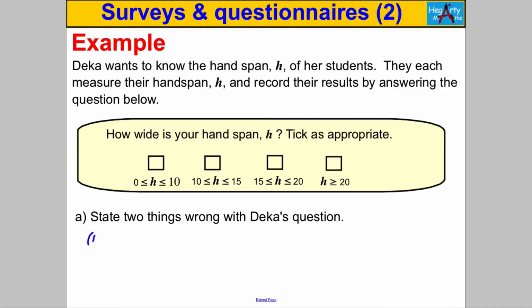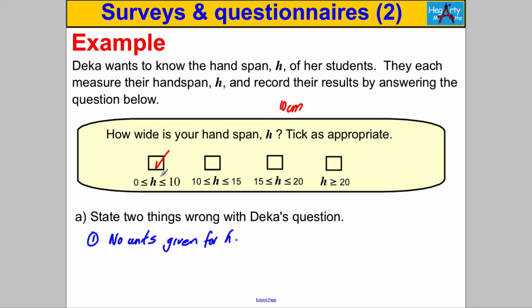Well, the first thing is no units are given in the question. The students don't know whether to measure in centimeters or inches, etc. So no units given. So it's not a specific question. So no units given for H. Now can you spot the other one? Well, imagine it was in centimeters and you were 10 centimeters. Which boxes could you tick?